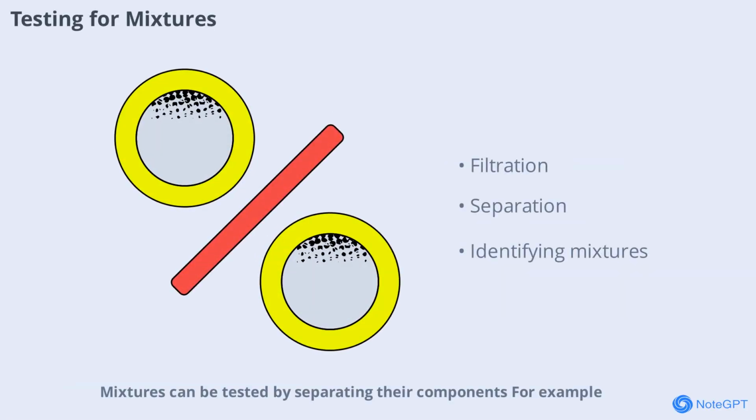Mixtures can be tested by separating their components. For example, filtering muddy water separates the soil from the water. These simple tests help us identify mixtures and understand their properties.